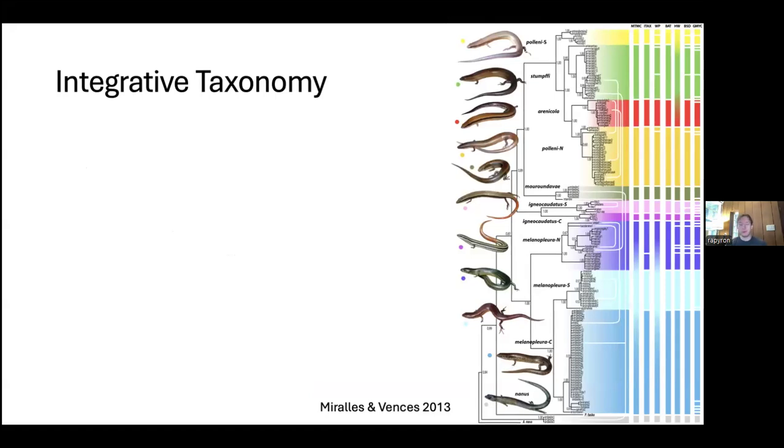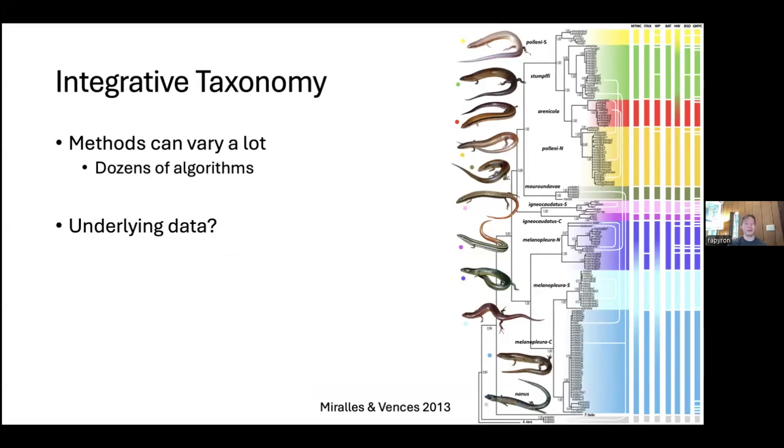For those of you who are familiar with the species delimitation literature, you know that the methods for trying to define and diagnose species from data sets can vary a lot. You have dozens of algorithms. They almost all use genetic data. And this is a classic paper from 2013 looking at skinks in Madagascar.